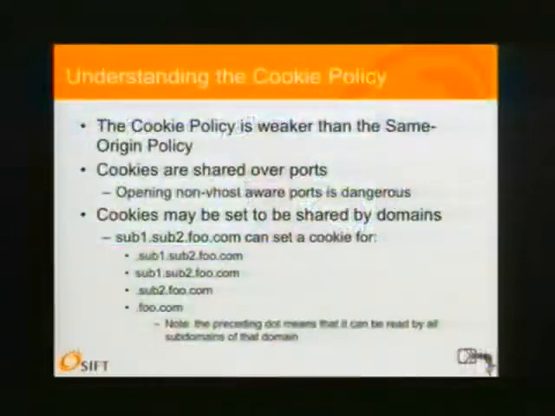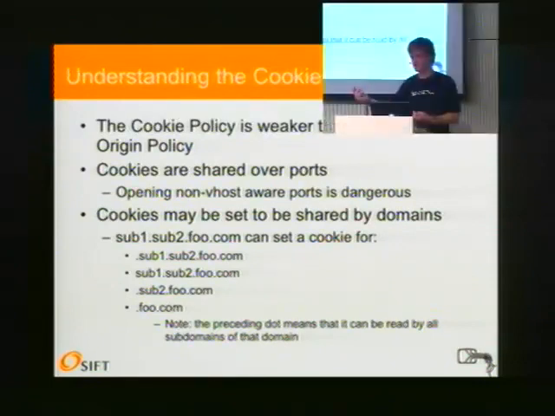Now, one of the things that I find really odd is that we end up talking a lot about the same origin policy, but that's not the weakest link in browsers. The weakest link in browsers is actually the cookie policy. Unlike the same origin policy, cookies are actually shared across different ports. So a cookie which works for port 80 will work for port 81, port 8080, etc. So if you have a vhost aware Apache server serving a bunch of different websites, and you have something which isn't vhost aware, like an echo server which just sends data back, or an FTP server, if you go to a vhost and visit the different port, your cookies will get sent to the other application.